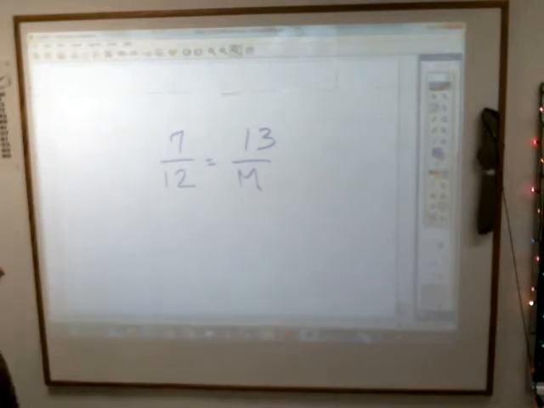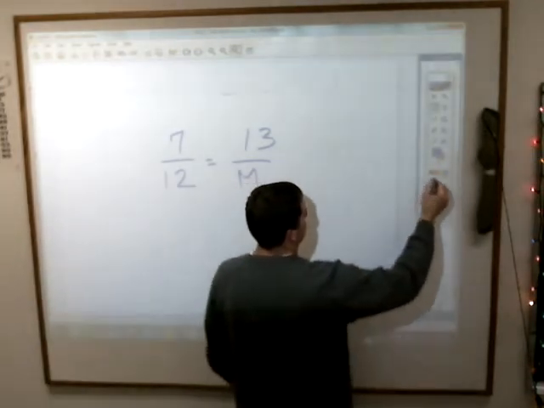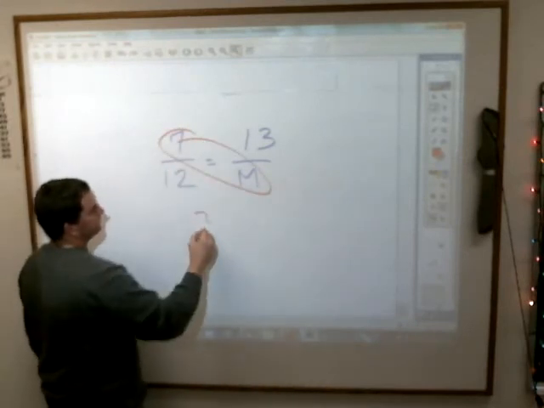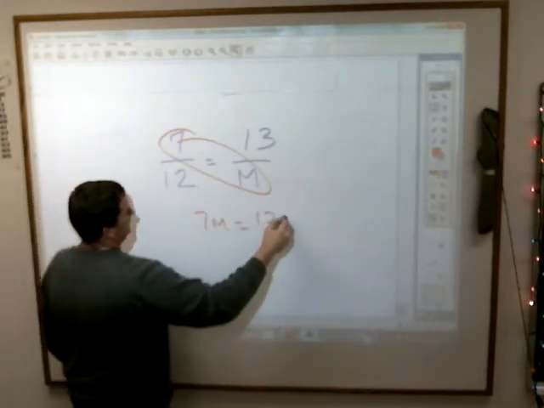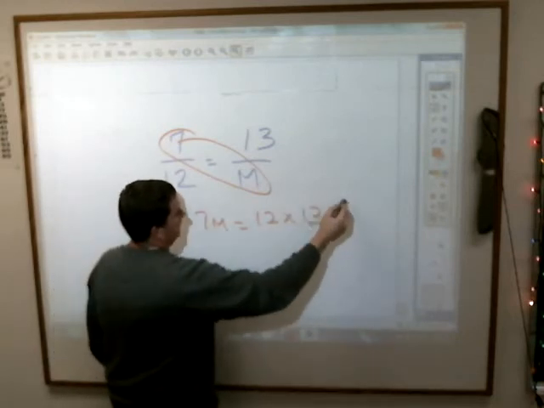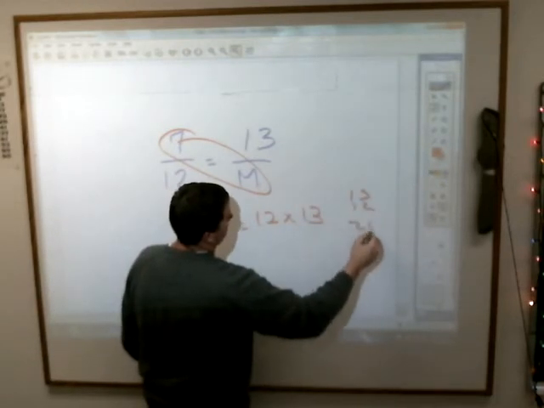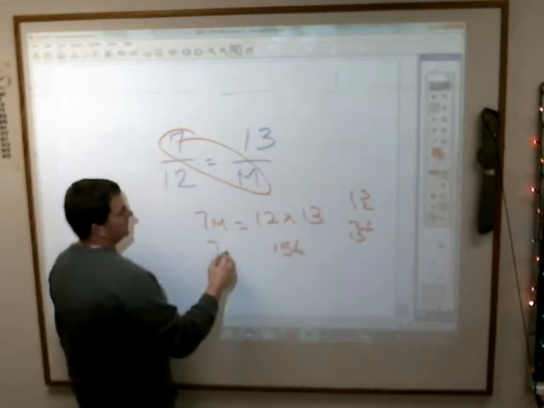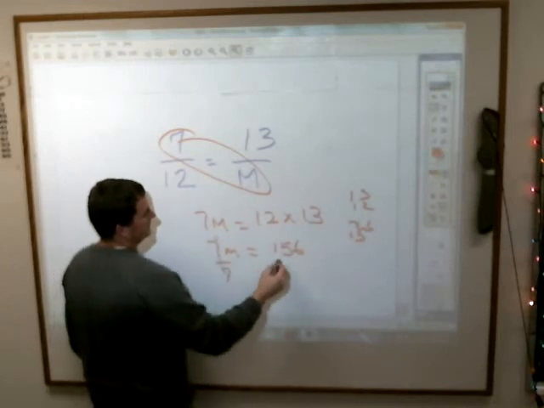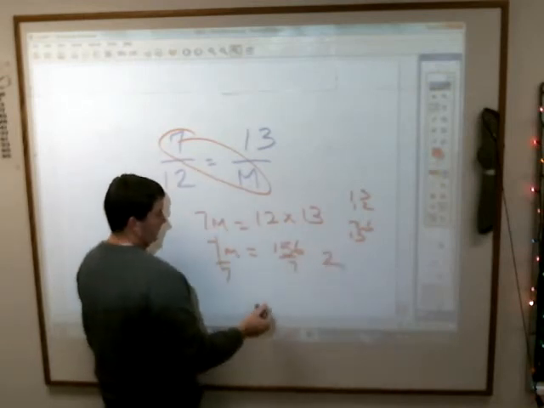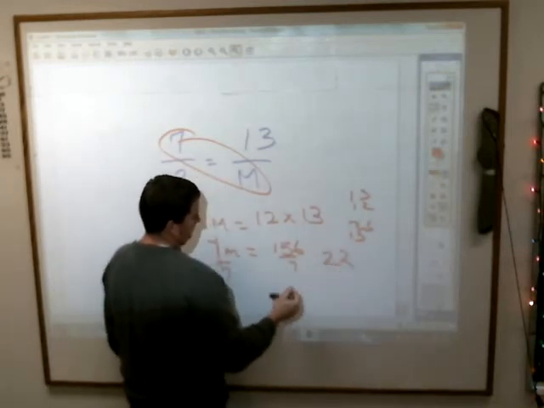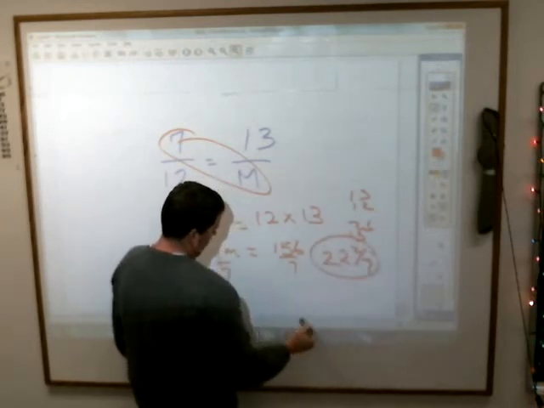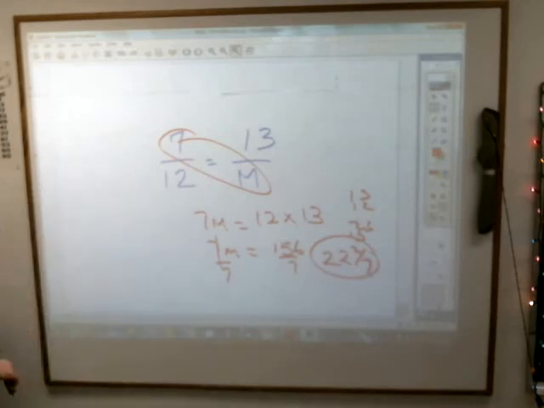Sam, what'd you end up with? 22 and 2/7. Let's check and see here. So you did 7m equals 12 times 13. And 13 times 12 is 156. So 7 times what number is 156? Divide by 7, divide by 7. 22 and what? 2 sevens. Again, not a pretty number, but it is what it is.